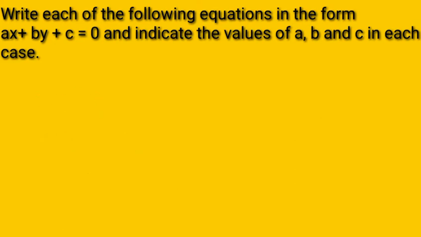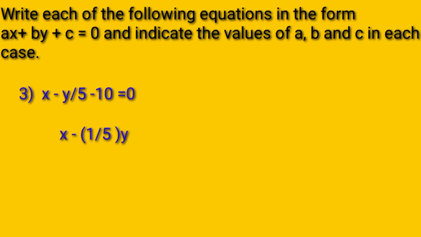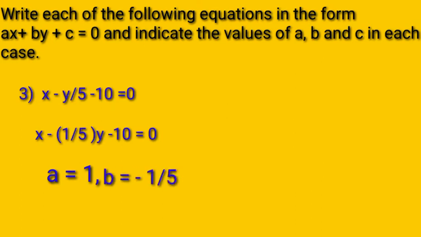Question is x minus y by 5 minus 10 is equal to 0. So what is a here? It is given in the standard form there. We can arrange it as x minus 1 by 5 y minus 10 is equal to 0. So what is the coefficient of x here? That is 1, so a is equal to 1. Then the coefficient of y is b. Here the coefficient of y is minus 1 by 5. So b is equal to minus 1 by 5 and c is equal to minus 10.